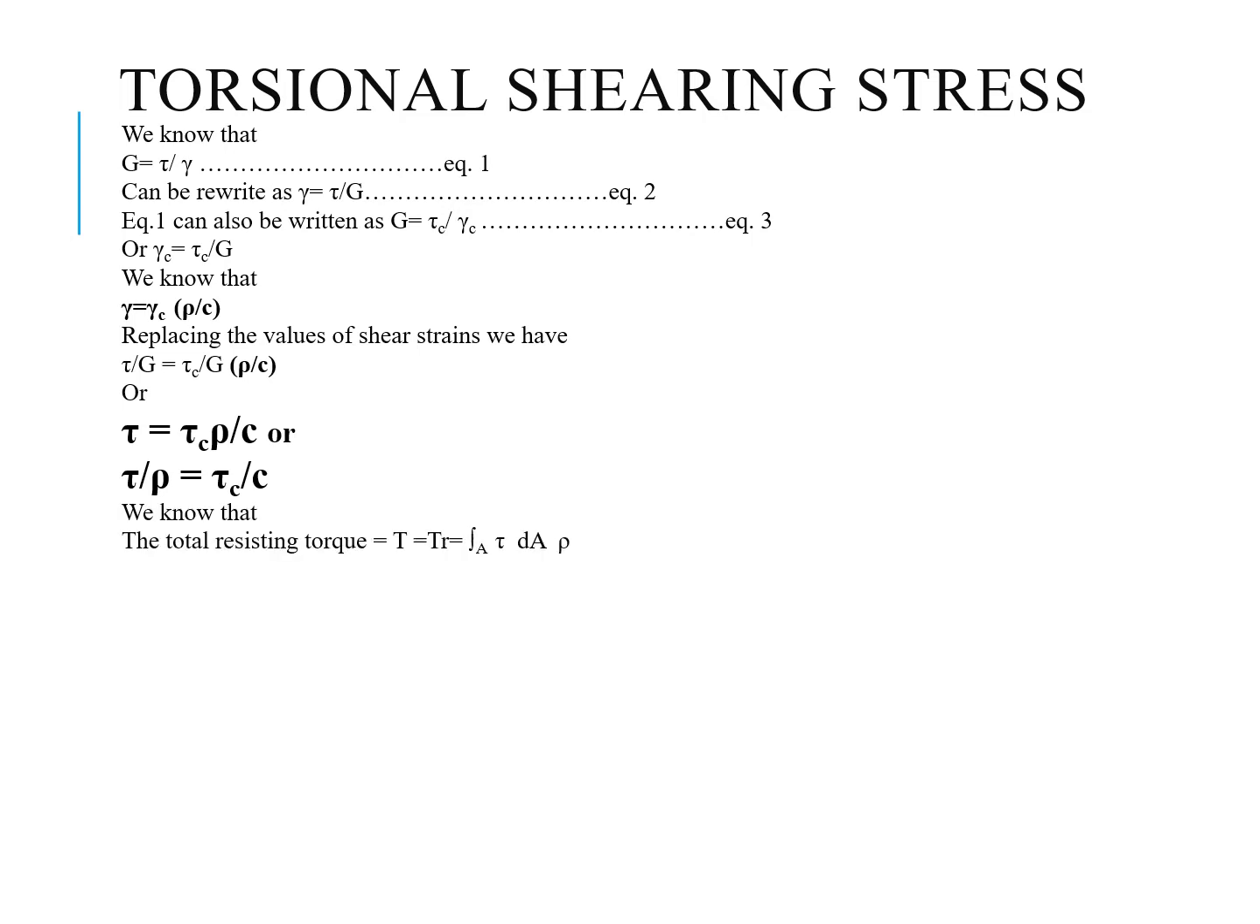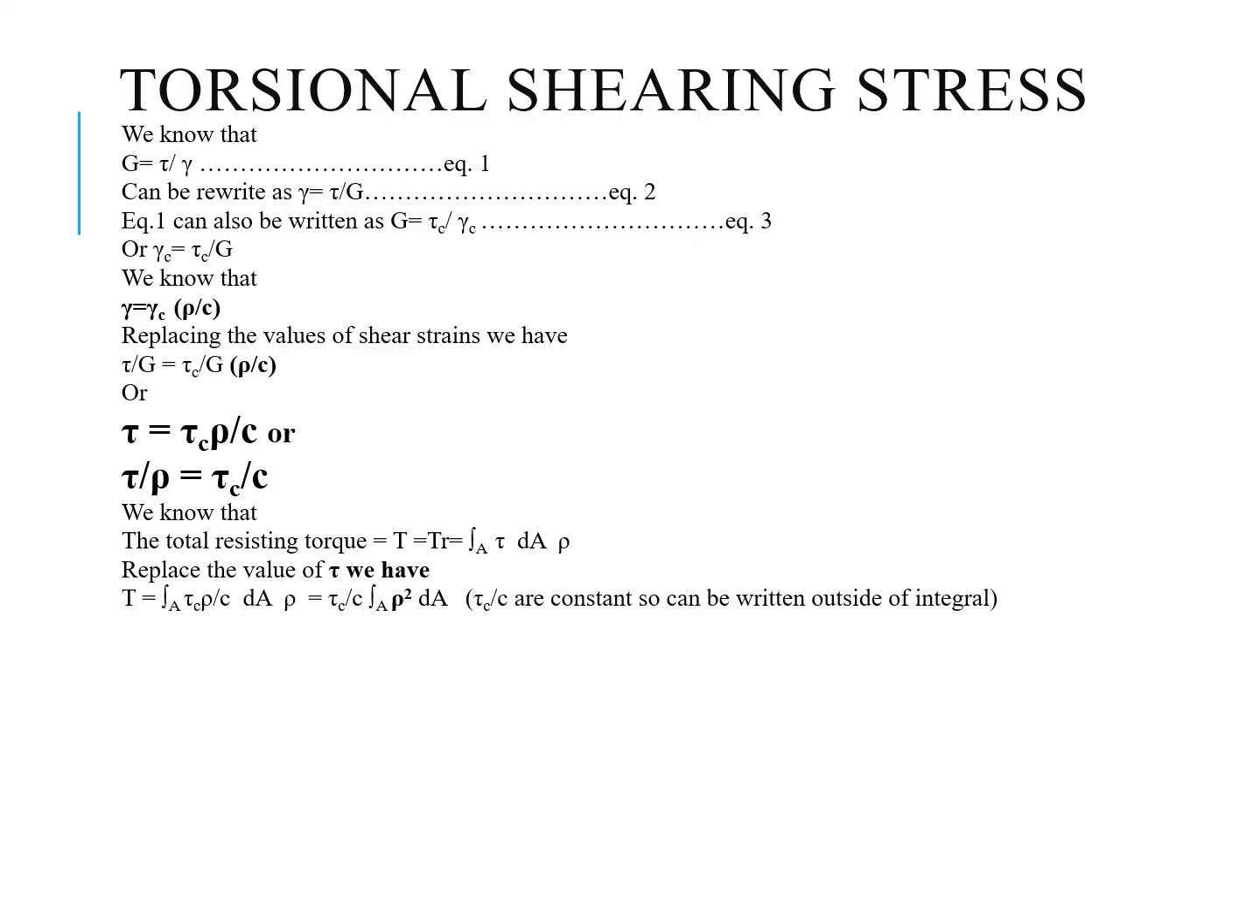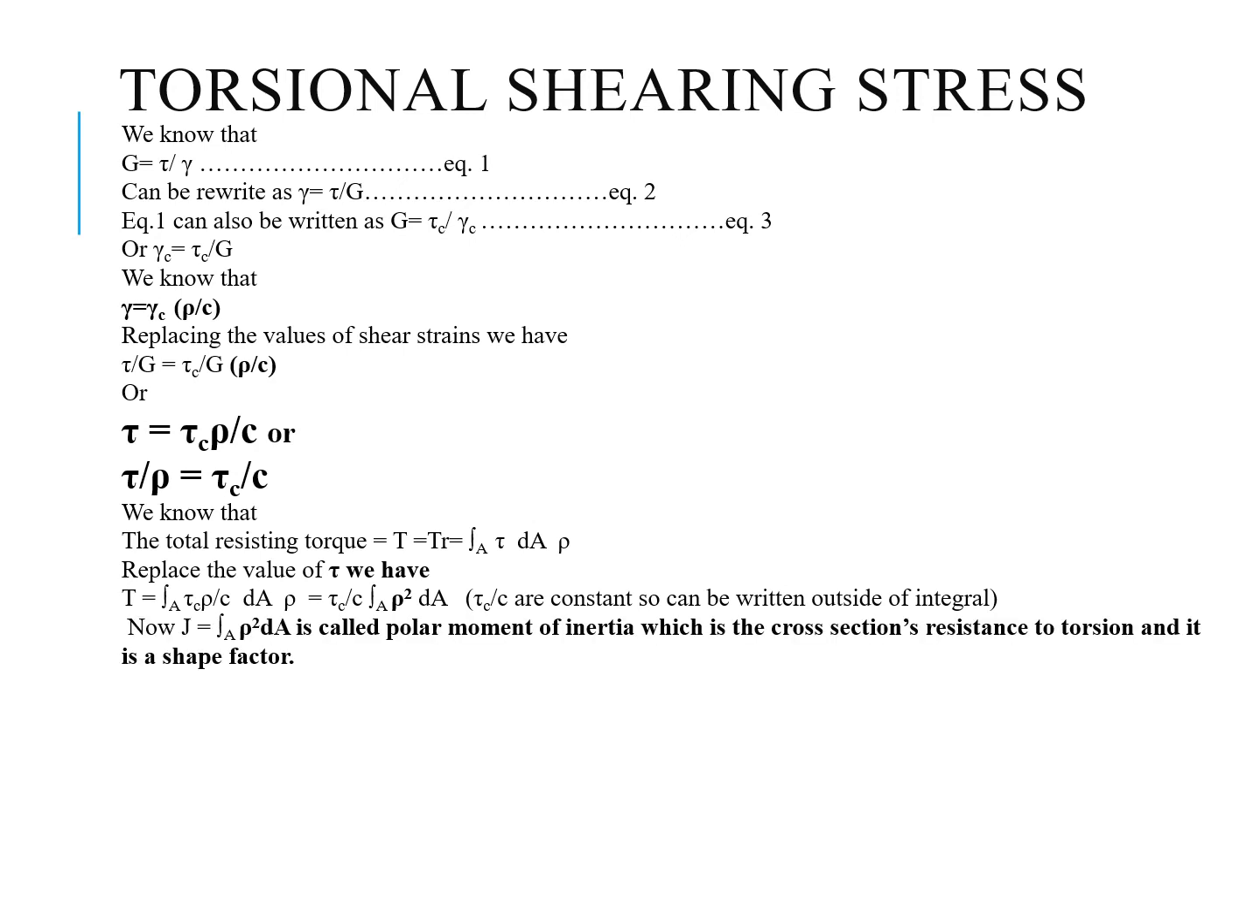We also know that the resisting torque is the integral over A of tau dA into rho. So keeping this in view, we can place the value of tau as we have already calculated, and the final equation we will have is tau_c over c integral over A of rho squared dA. As I have already told you, tau_c and c are constant, so they can be taken out of the integration sign. The term integral over A of rho squared dA is called the polar moment of inertia, which is the cross-sectional resistance to torsion, and it is a shape factor.